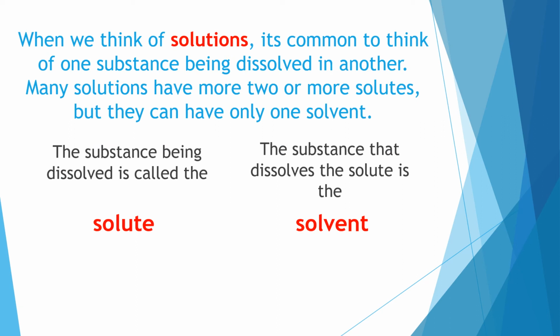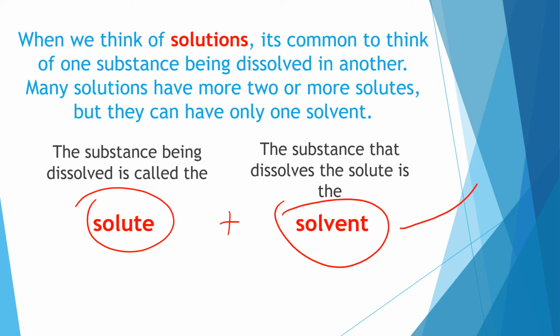So when we think of solutions, the way to think about it is that a solute is being dissolved by a solvent, and that equals a solution. So solute plus solvent equals solution. Solute is the Gatorade powder, solvent is the water, and Gatorade, the drink itself, would be your solution if that's the way you want to think about it.